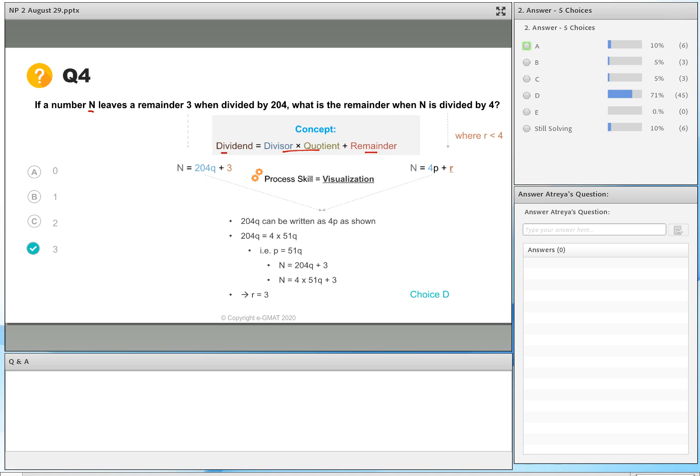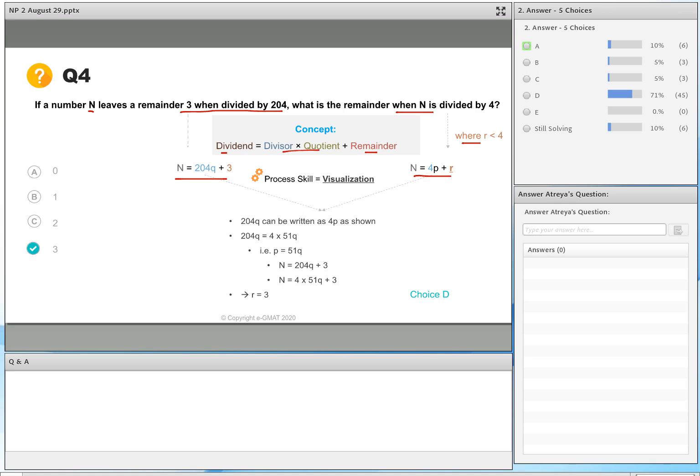Over here, n leaves a remainder of 3 when divided by 204. So I can write n as 204q plus 3, where 204 is the divisor, q is the assumed quotient, and 3 is the remainder. I need to find the remainder when n is divided by 4, so I can write n as 4p plus r, where 4 is the divisor and r is the remainder. There's one constraint: the remainder should always be lesser than the divisor. The divisor is 4, so the remainder has to be lesser than 4. If I get an answer lesser than 4, that is my final answer.